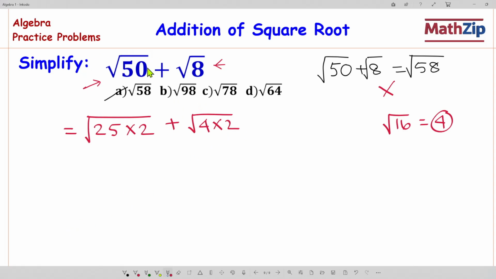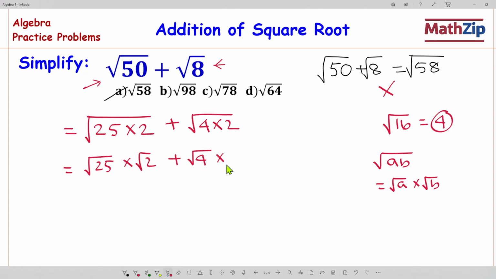Okay, with these kinds of radical expressions, when we are going to simplify, we have to find the perfect square. So what can we do? Here, we know root AB means root A times root B. So this is root 25 times root 2, plus root 4 times root 2. Now we know 25 is a perfect square. Taking the square root of 25, we get 5, and here is root 2.